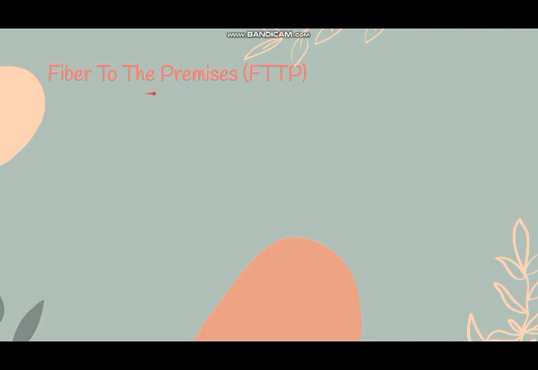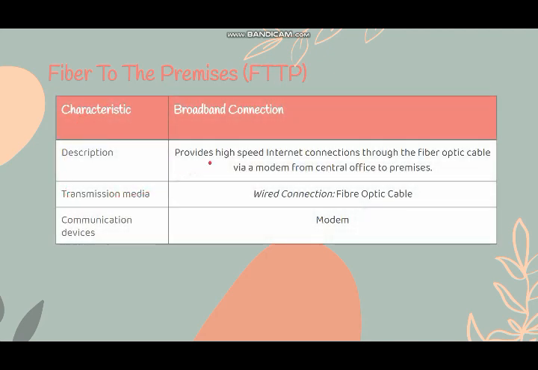Now let's move on to the next type of broadband connection, which is FTTP, or also known as fiber to the premises. So FTTP provides high-speed internet connection through the fiber optic cable via a modem from central office to premises like house and building. So the transmission media is fiber optic cable, communication device is a modem.